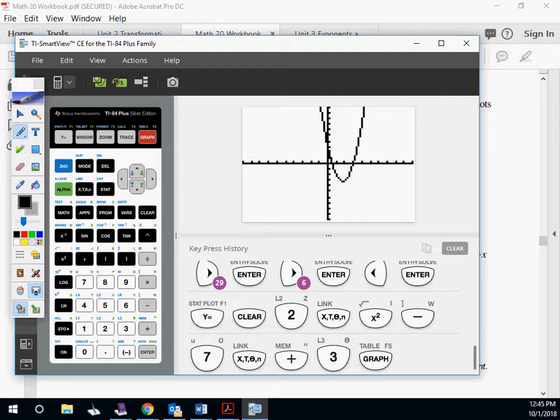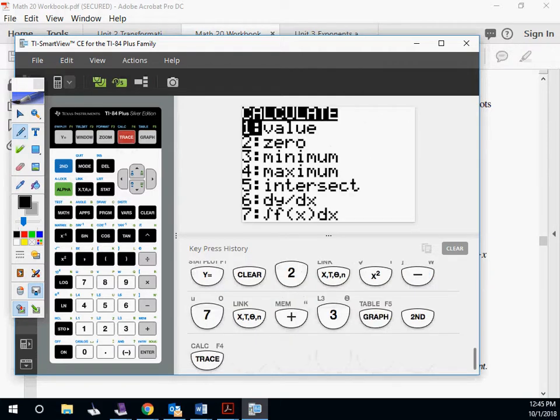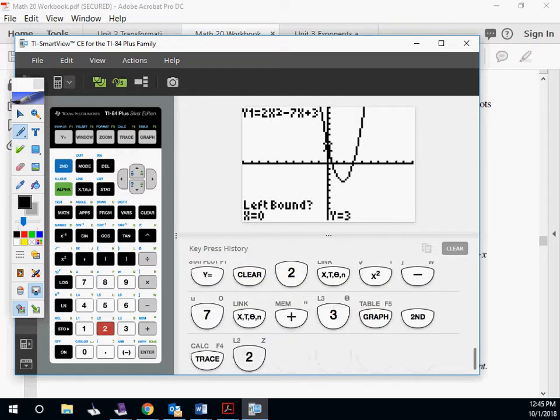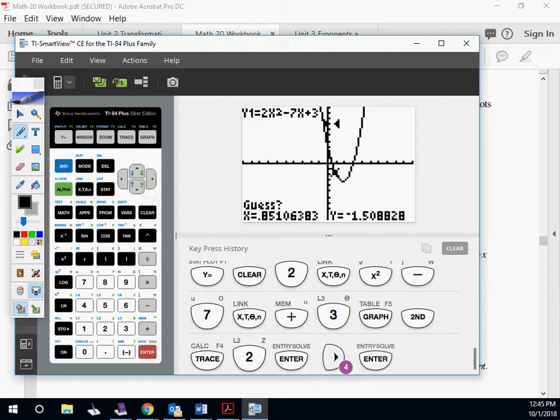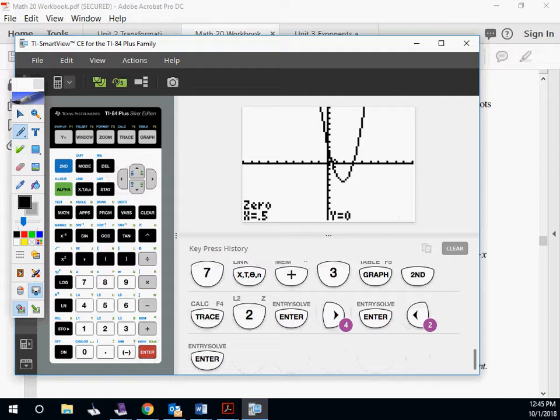Okay. So here we go. Second trace, zeros. This is already left bound. So here's the 0. That's the left bound of it. So I'm going to hit enter. I'm going to hit the right trigger until I pass the 0. Passed it. Enter. Get close. Yeah, 0.5 or 1/2 is your first 0.